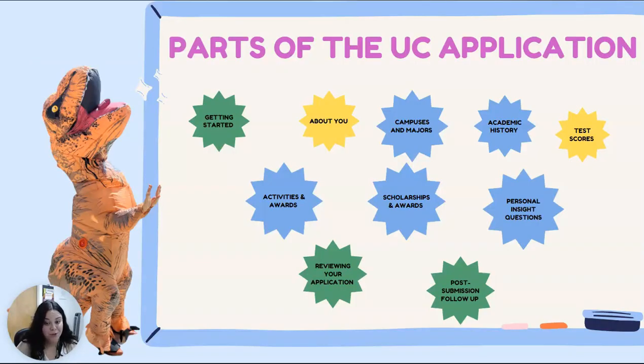There are several parts to the UC application. They're all listed on the screen here, but specifically, we are going to focus on the activities and awards section for this video.